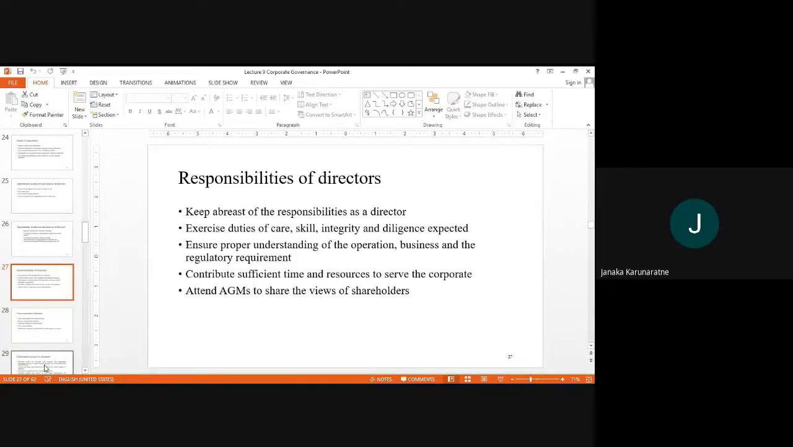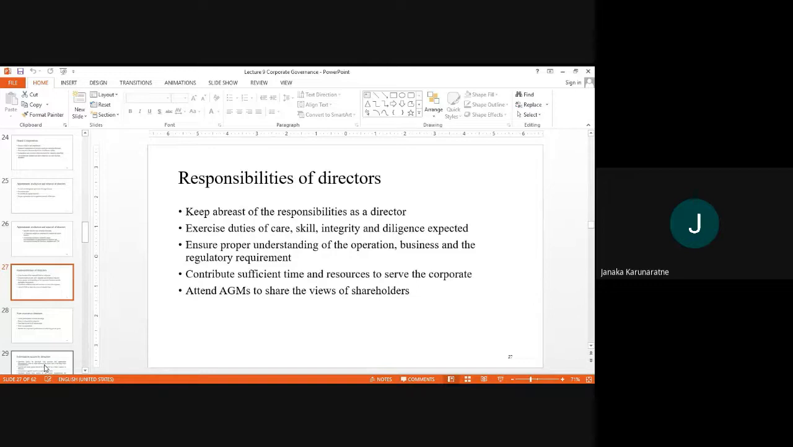So what are the responsibilities of directors? By being appointed as a director, they cannot simply keep quiet. So there are greater responsibilities of directors of the organization. Keep abreast of the responsibilities as a director. So directors must be aware of their responsibility, what is happening, and must also look for the changes that are taking place around the world with respect to responsibilities, specifically with respect to the institution in which they hold the directorships and so on.